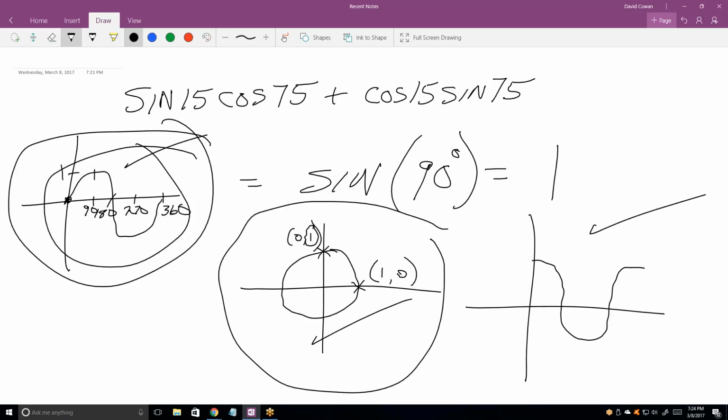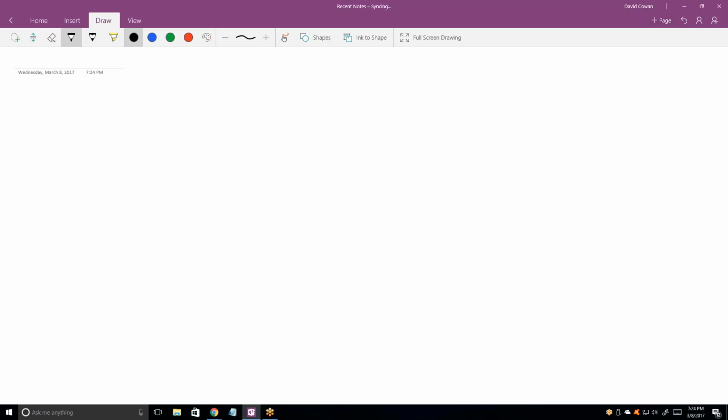But this technique's pretty cool also. If you don't have the graphs memorized, this technique works really well for all four quadrangles. Both are good visuals. All right, what else?